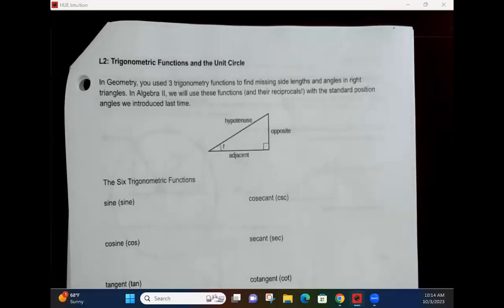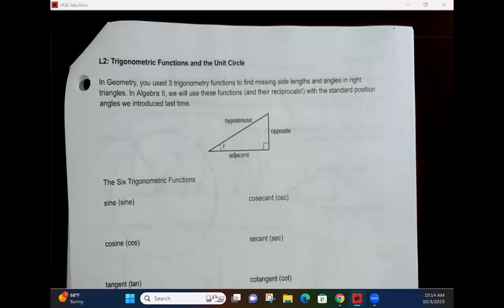Alrighty, so we actually have 6 trigonometric functions. In geometry, you tend to only use 3 of them. So when you were working on right triangle trig, you probably used sine, cosine, and tangent. And those were the 3 that were in SOHCAHTOA, right? You probably didn't use the other 3 that we're going to introduce for today.